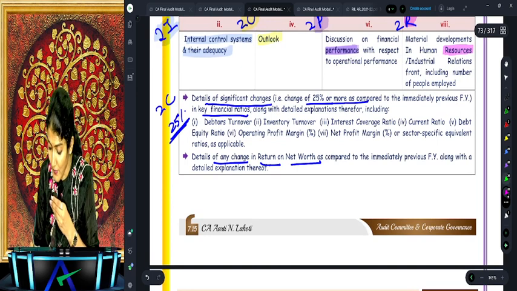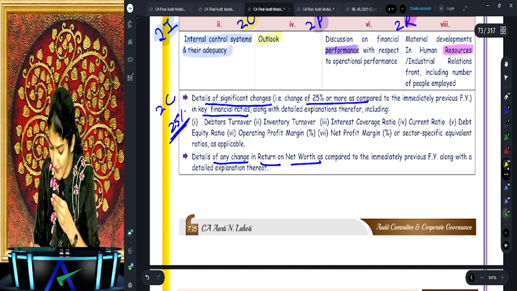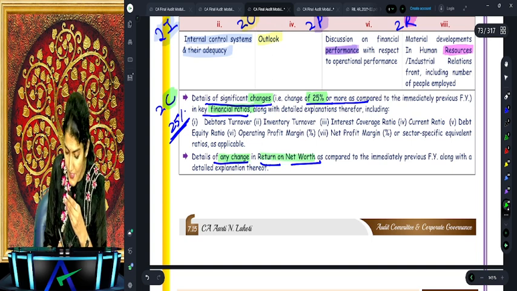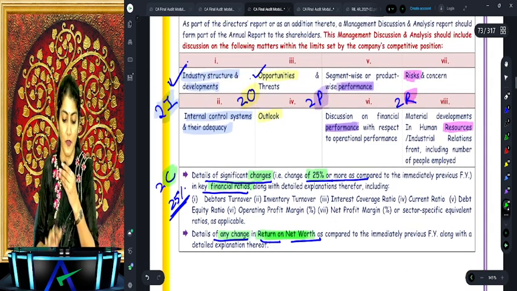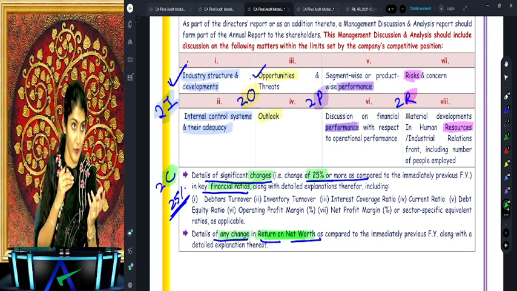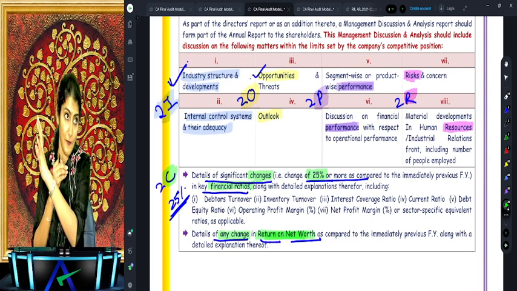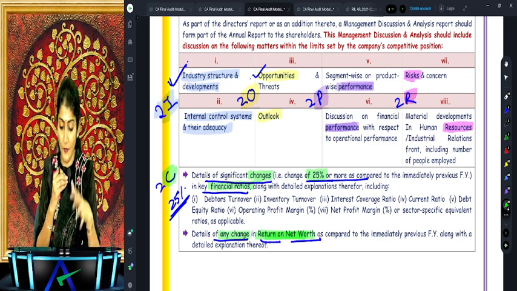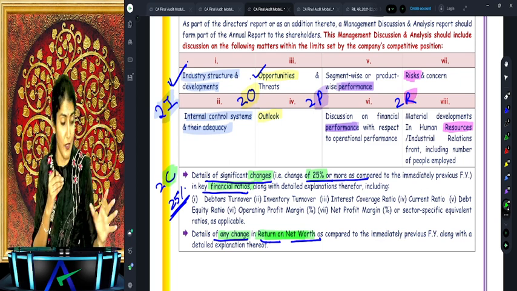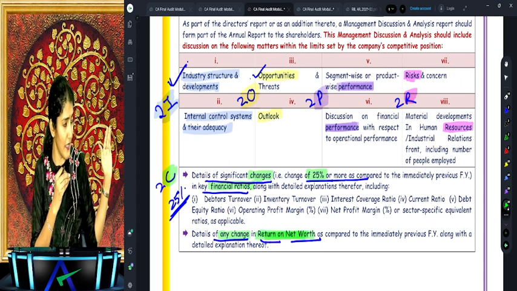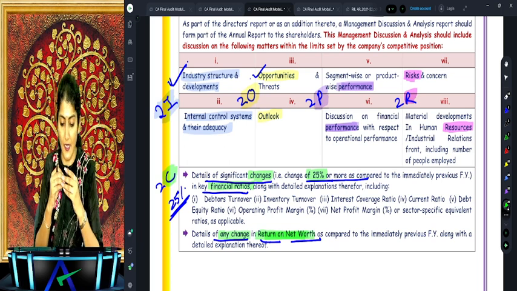Then what does it talk about? Details of any significant changes, that is changes of 25% or more in the key financial ratios, and details of any change in the return on net worth as compared to the previous year. So 2I, 2O, 2P, 2R and 2C, the contents of the MD&A, the management discussion and analysis. Are you understanding that? Did we see all these points in the Infosys report? Each and every point mentioned over there was in the contents of the MD&A.